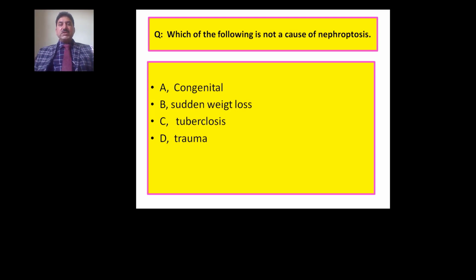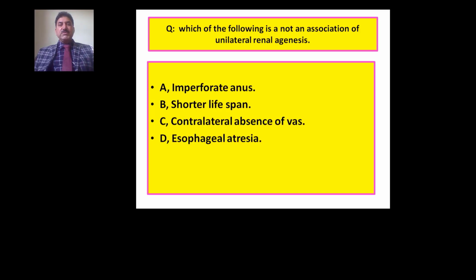Which of the following is not a cause of nephroptosis? A. Congenital, B. Weight loss, C. Tuberculosis, D. Trauma. And D is the wrong option. Which of the following is not an association of unilateral renal agenesis? A. Imperforate anus, B. Short lifespan, C. Contralateral absence of vas, D. Esophageal atresia. B is the wrong option.